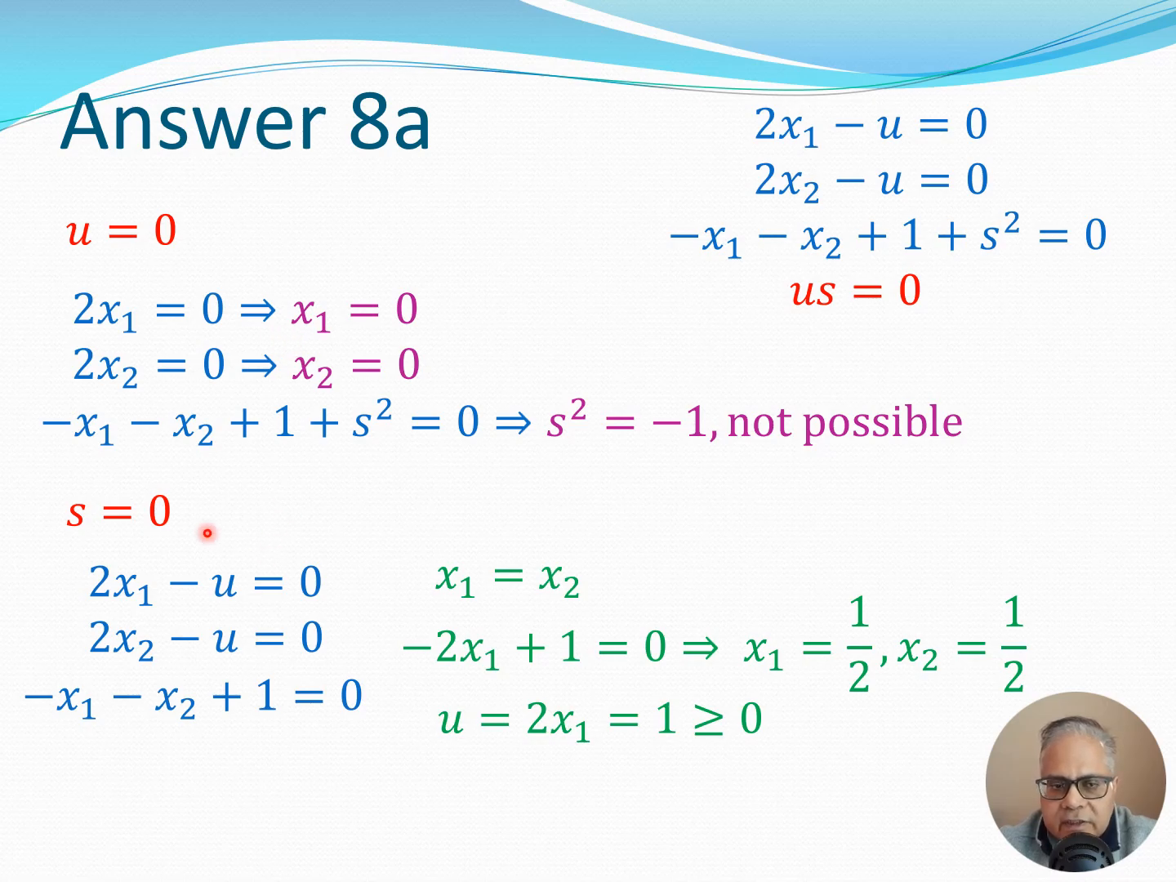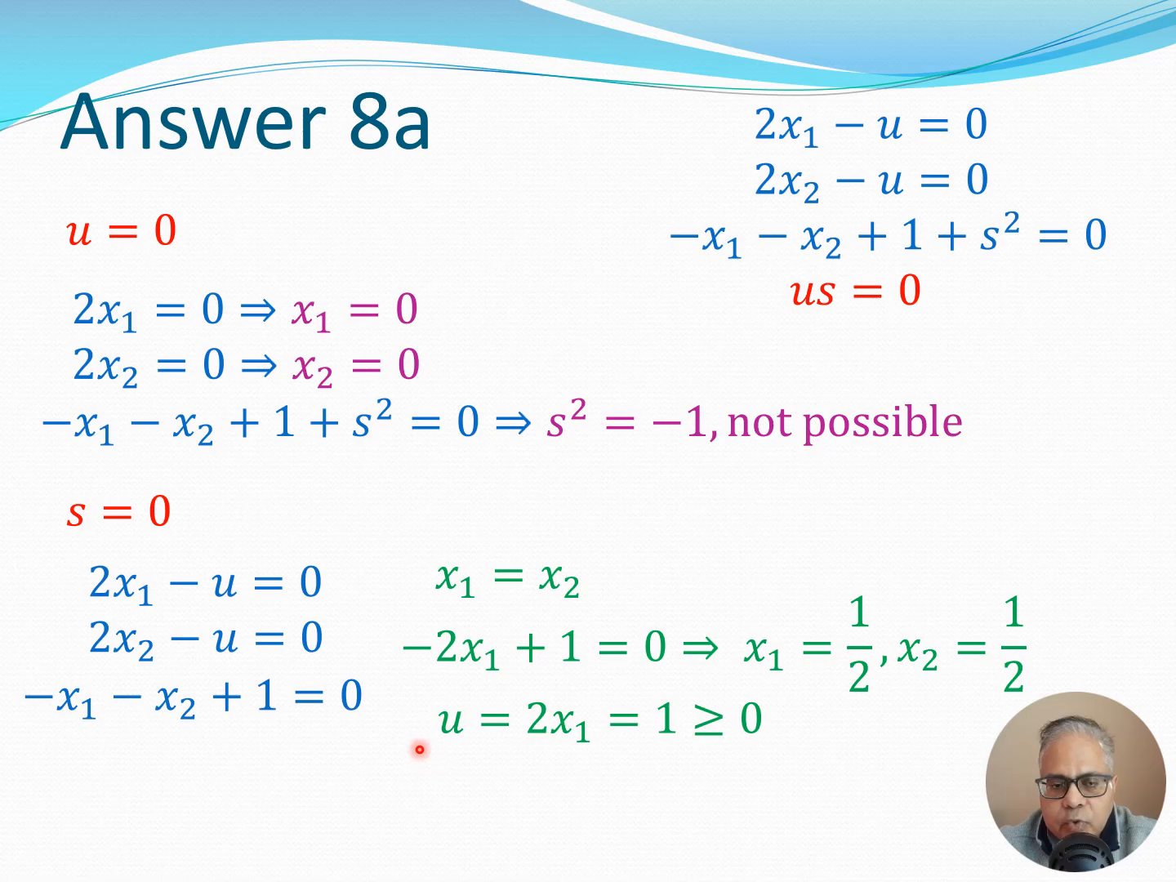Now the next case is s is 0. That also satisfies u s equal to 0. Now I put that into these three equations. I get 2x1 minus u is 0, 2x2 minus u is 0, and the third equation becomes minus x1 minus x2 plus 1 is 0. Now I can solve these equations. Let's say I subtract the first and the second equations. I get x1 equal to x2. I put that in the third equation. I get minus 2x1 plus 1 equal to 0, or x1 is half. And then I use the fact that x1 equal to x2 to get x2 is half.